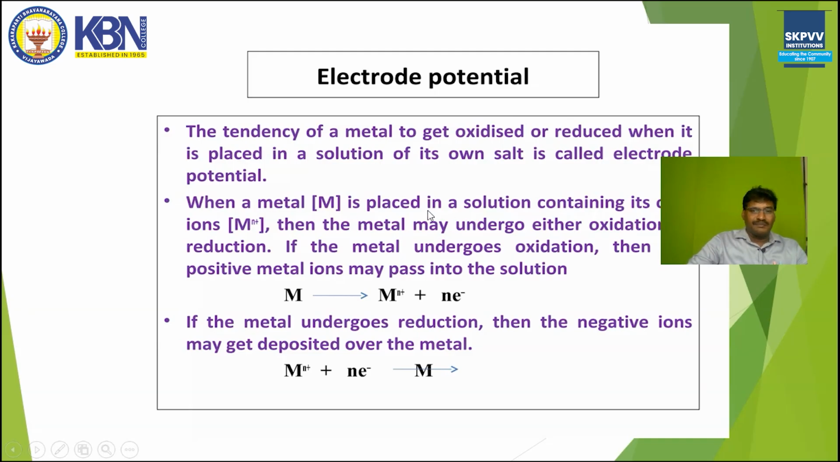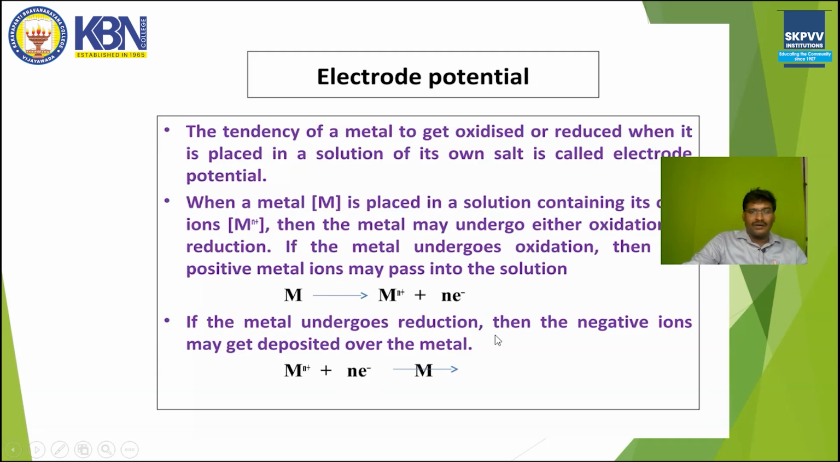When a metal is placed in a solution containing its own ions, that means zinc is dipped in zinc sulfate, copper dipped in copper sulfate, then the metal may undergo either oxidation, that means loss of electrons takes place, or the metal may undergo reduction, gain of electrons takes place.